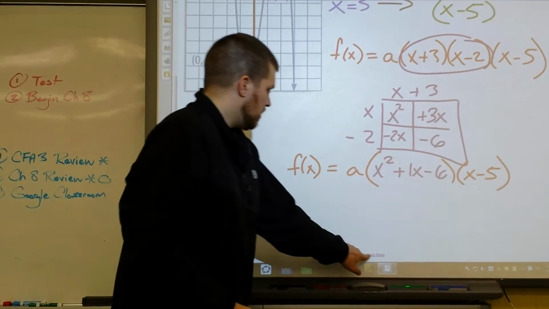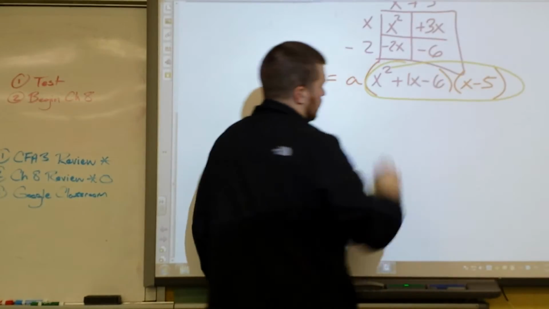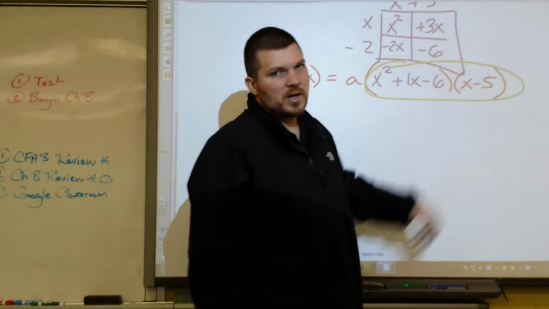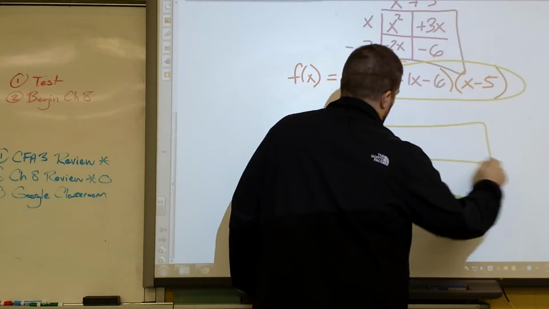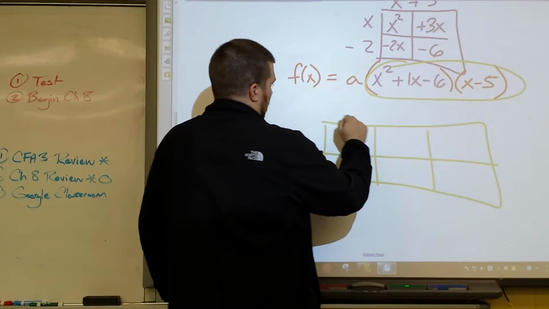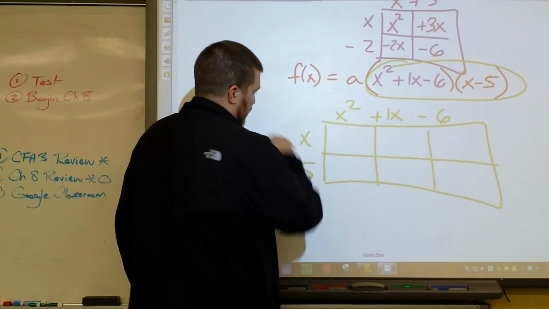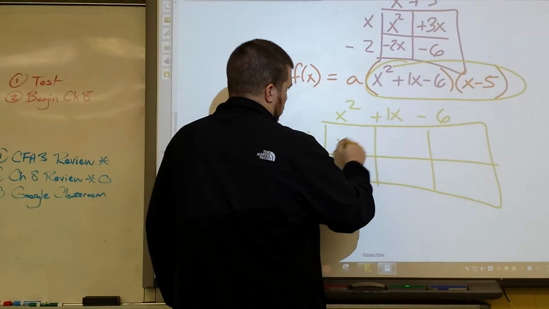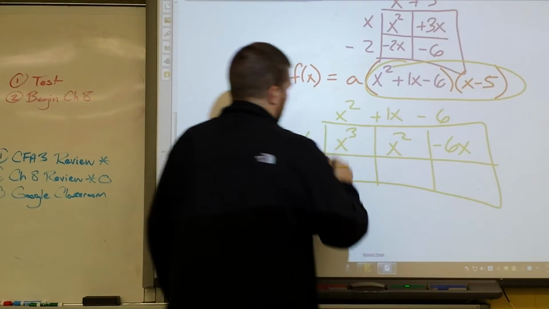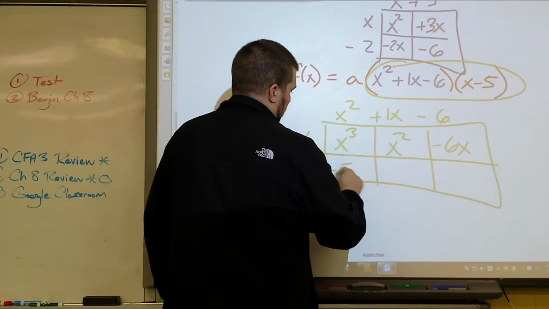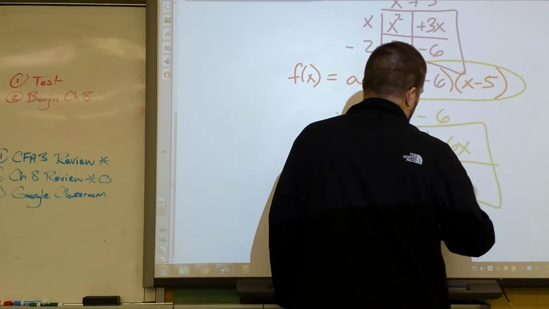Okay? So now I'm still doing some scratch work. I'm going to multiply these two pieces together using the box. This time I'm going to need a 3 by 2 box, so it's got 6 squares on the inside. So I have x squared plus 1x minus 6, x minus 5. Now I'm going to multiply these together, so I have x cubed plus x squared minus 6x. X squared times negative 5 is negative 5x squared, negative 5x, and then 30.